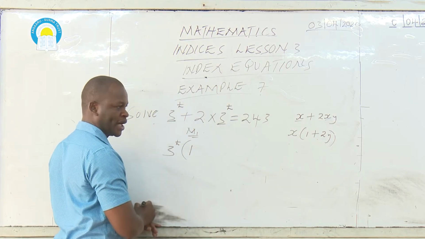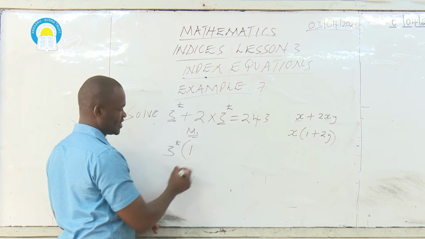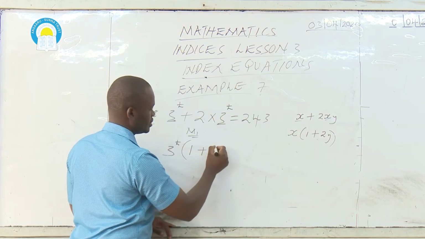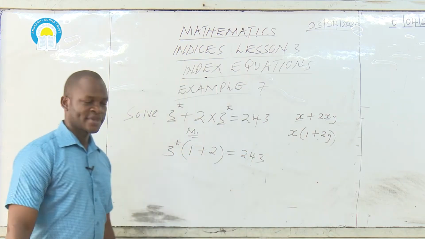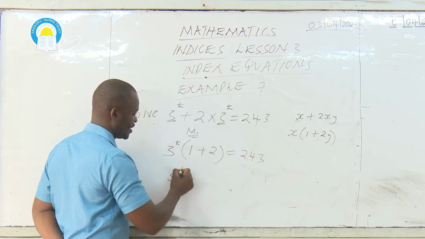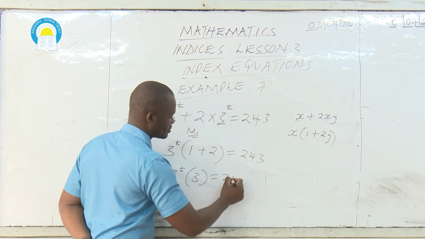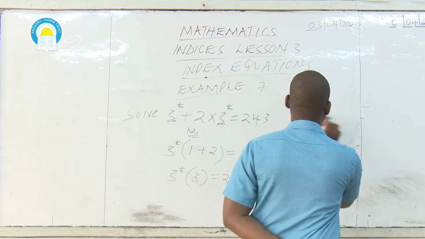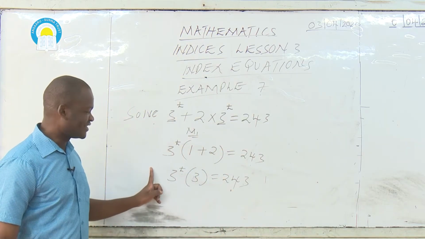I'm left with 1 because this times that will give me what I had there initially. Plus this has gone out. I'm left with 2 is equal to 243. Then you add 1 and 2 to give you 3. So you say 3 power t into 3 is equal to 243. So this is the first approach in terms of how we can handle this question.